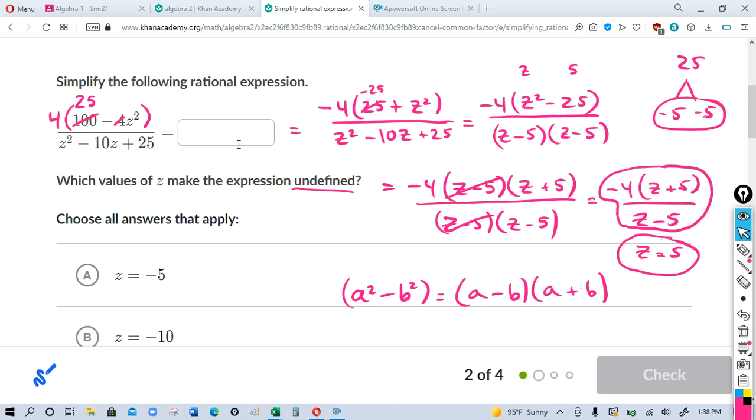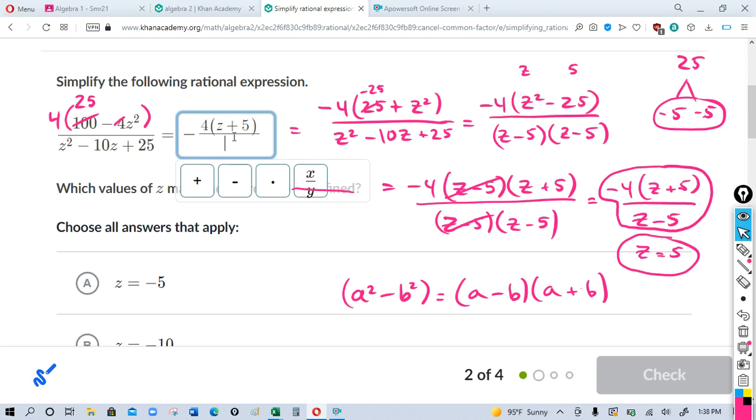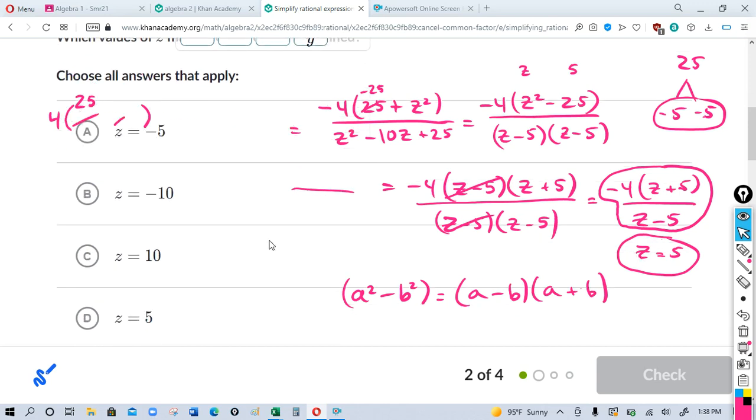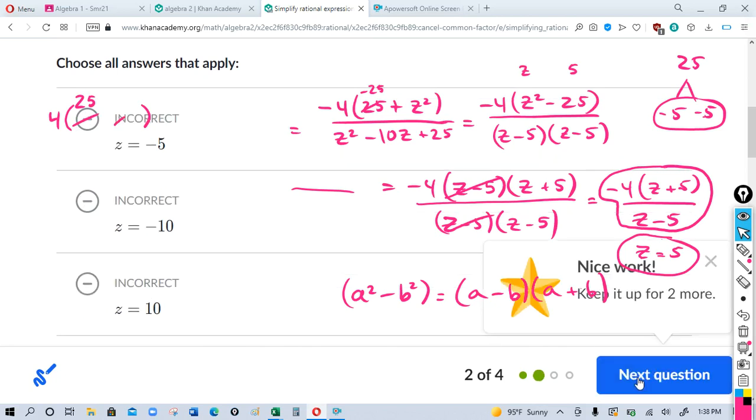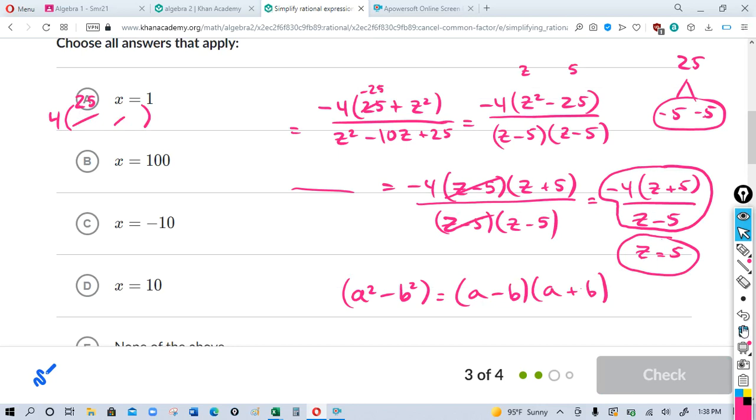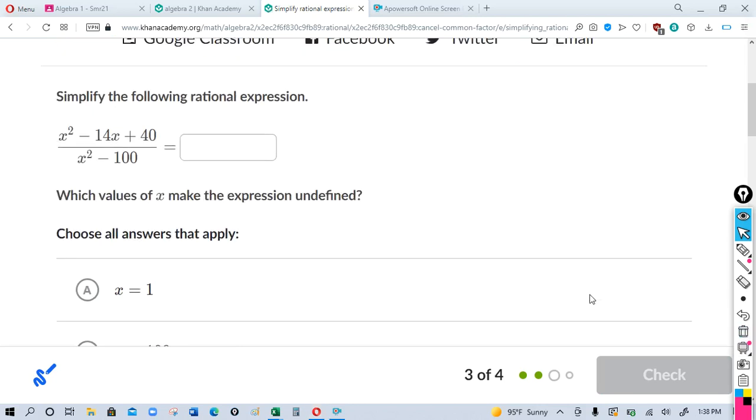All right, so I'm going to do negative 4 times z plus 5. And then outside the parentheses, I hit slash. And the denominator, z minus 5. All right, and for the second question, we said z equals 5. Answer D. All right, one more.